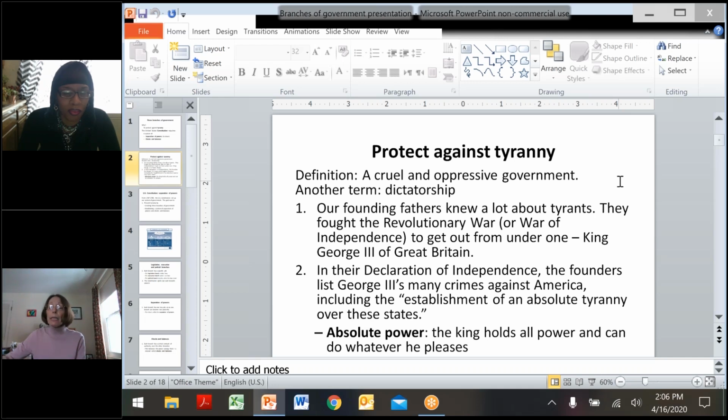At the time, they felt that King George had absolute power over them. And what that means is that the king holds all the power and can do whatever he pleases, and that they had no say in their own government.